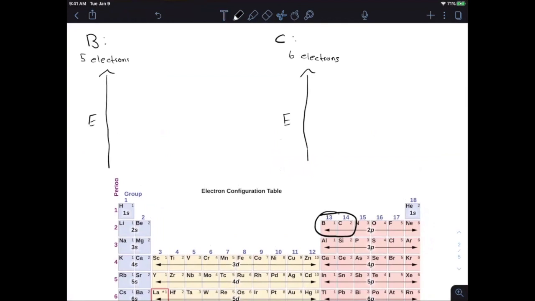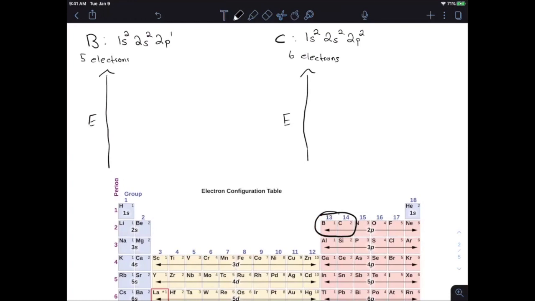Whenever we write the electron configuration, we always start at the lowest energy orbital, which is always 1s. We'll put the first 2 electrons there, so 1s2, and then 2s2. When we look at boron, we are now in the p block. We filled the s, and now we're in the p, so we have 2p1. Similarly, carbon is the same as boron with 1 more electron, so we have 1s2, 2s2, 2p2.